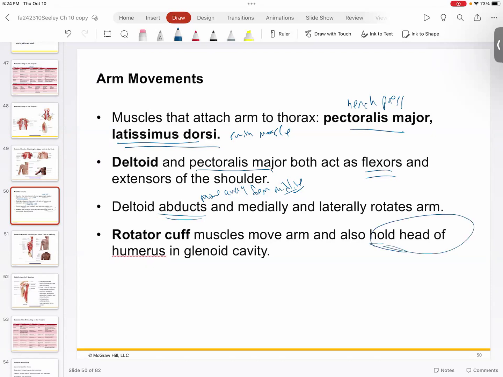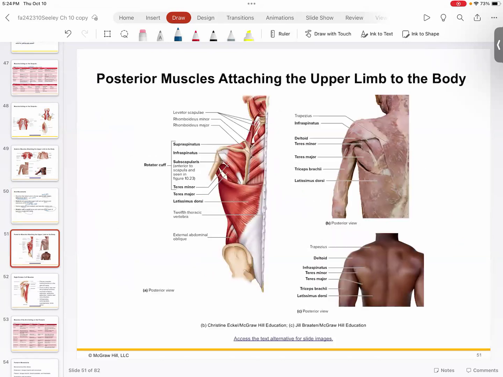Now, the rotator cuff, basically, this is a group of 4 muscles, and their job is to hold your arm into your shoulder. So literally the rotator cuff is what's holding your arm on your body, and it's holding the head of the humerus in the glenoid cavity, which is that little shallow portion of that ball and socket joint. And so this is kind of what it looks like.